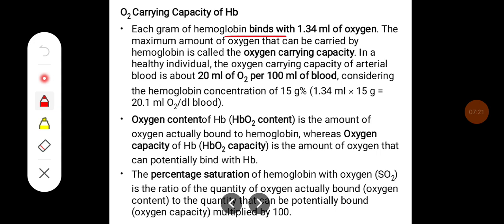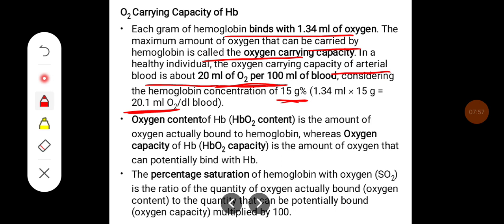Each gram of hemoglobin binds with 1.34 ml of oxygen. The maximum amount of oxygen that can be carried by hemoglobin is called the oxygen carrying capacity. In a healthy individual, the oxygen carrying capacity of arterial blood is about 20 ml of oxygen per 100 ml of blood. Considering the hemoglobin concentration is 15 grams, 1.34 ml times 15 grams comes to around 20.1 ml of oxygen per deciliter of blood.